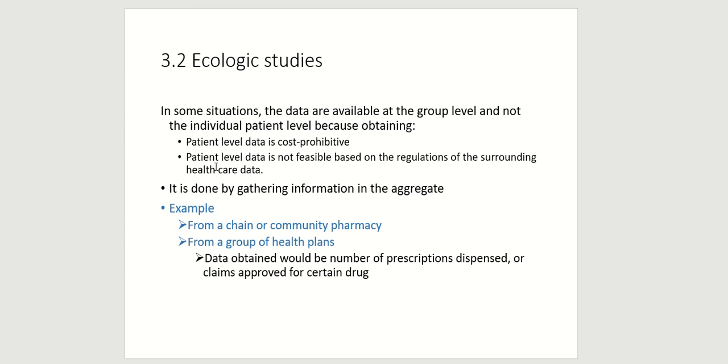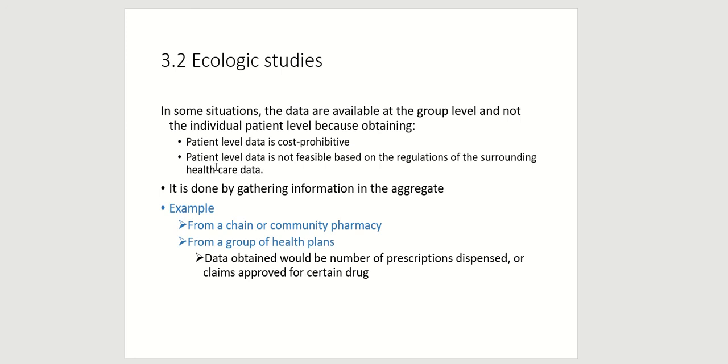For example, instead of looking at one individual at a time, we look at a chain or community pharmacy. So we're not sure who's buying what, but we're showing that at this community level, the number of patients coming with heart disease is this much, and the number of medications sold is that much. From a group of health plans, so I know that, for example, GlobeMed has this many patients, out of these patients, this many are diagnosed with a certain common disease, and we know that they're covered for this type of medication, and therefore they paid back patients this much for these drugs. So you have aggregated data rather than individual data.